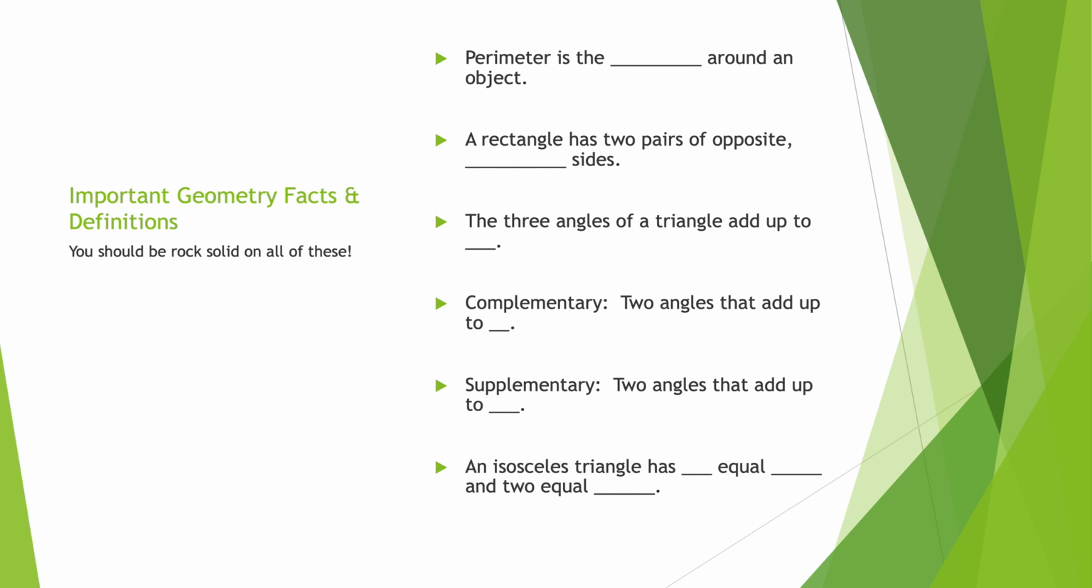Complementary. 2 angles that add up to 90. Very good. Supplementary. 2 angles that add up to 180. Very good. An isosceles triangle has 2 equal sides and 2 equal angles. It could say equal sides then angles.